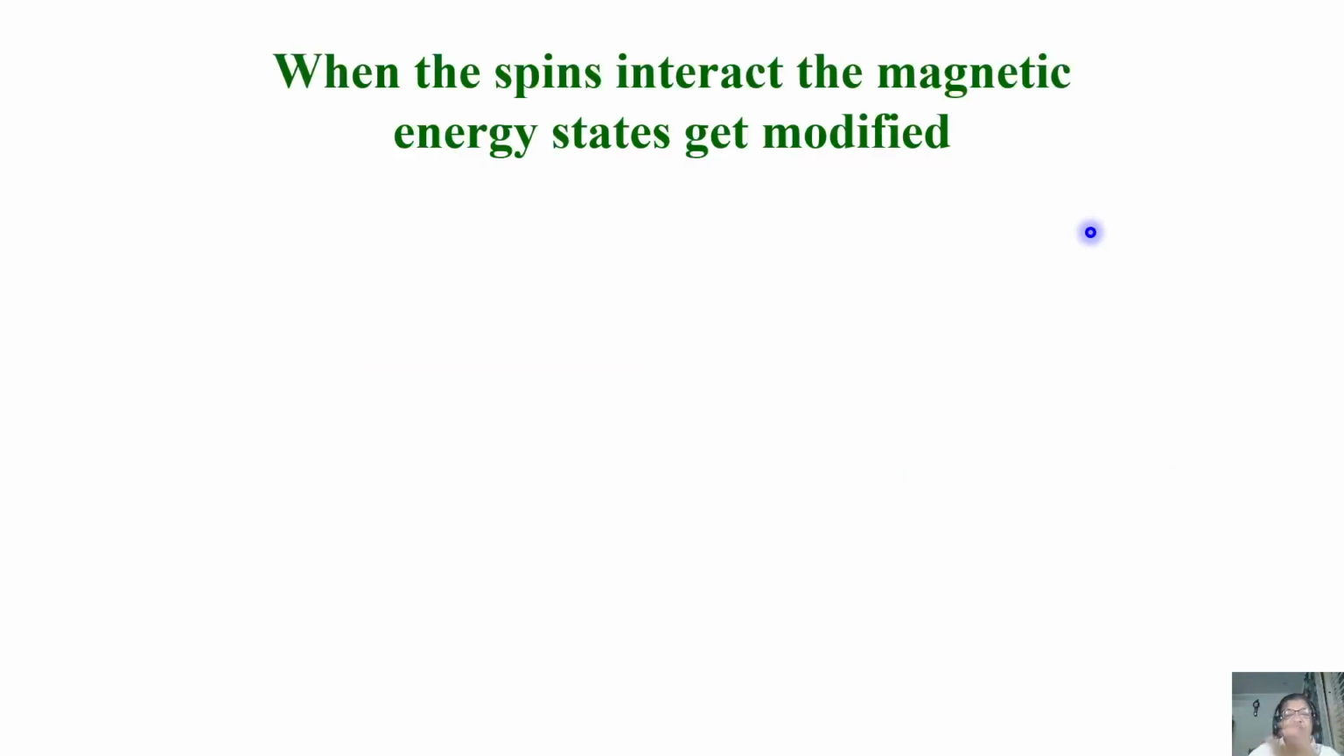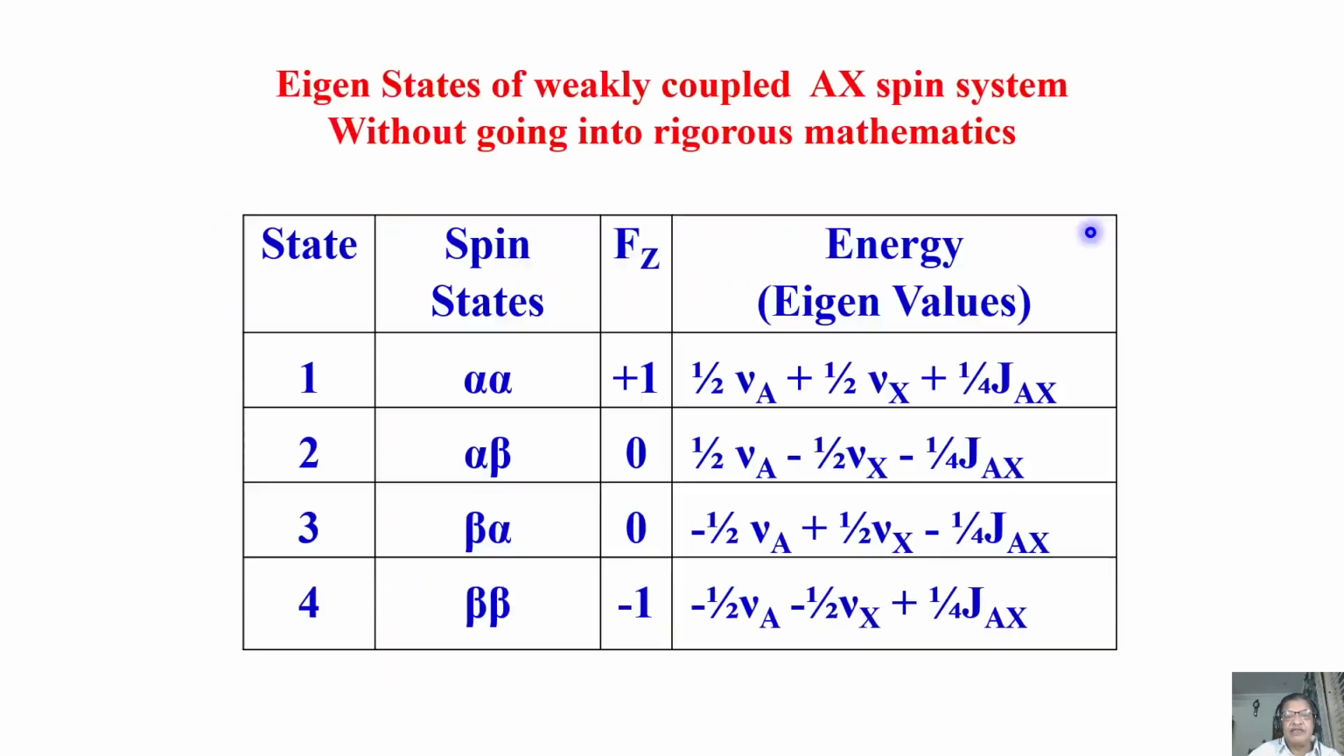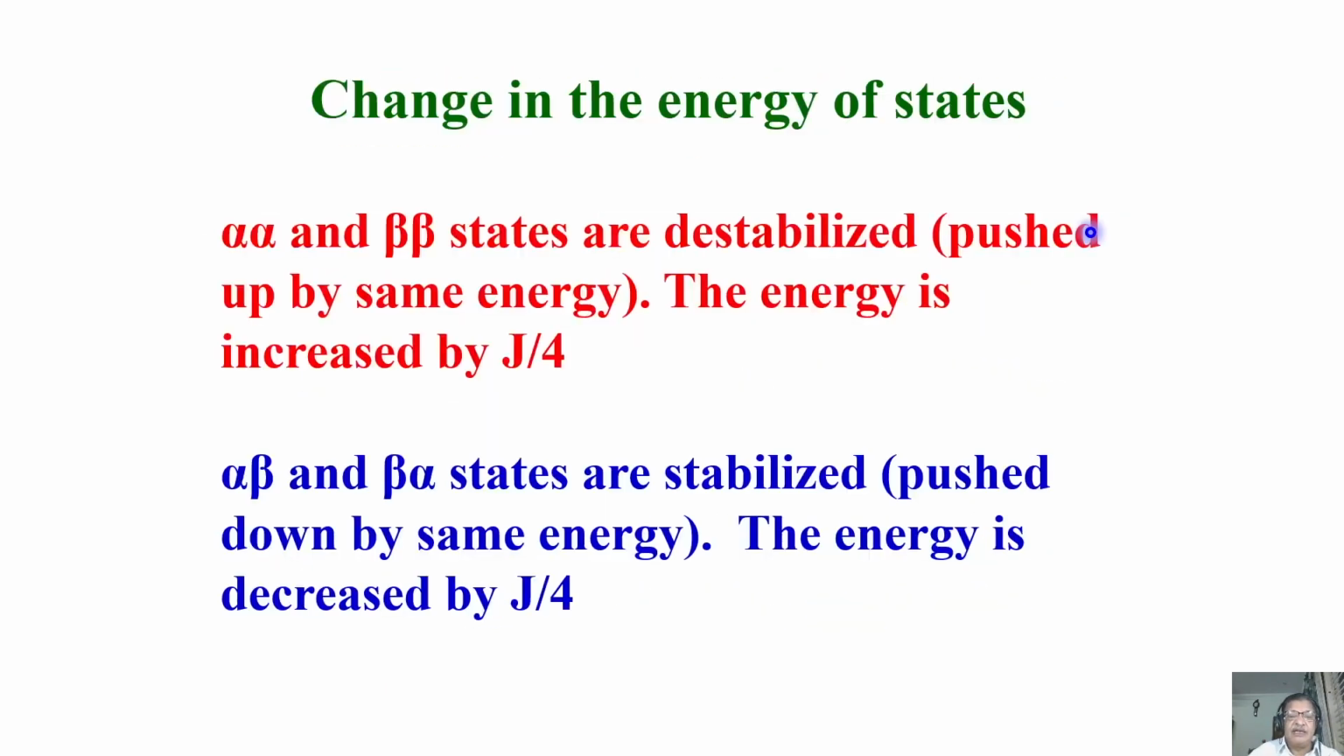Now, of course, how it comes, I already explained to you. I don't have to go into this in detail. Alpha-alpha and beta-beta states are unpaired spins, which get destabilized, and in that case they have more energy. In the other case, the alpha-beta and beta-alpha states are paired spins, and they will be more stable. As a consequence, I said the energy levels get destabilized, and we could arrive at the possible transitions.